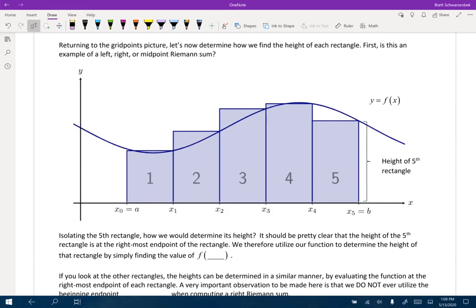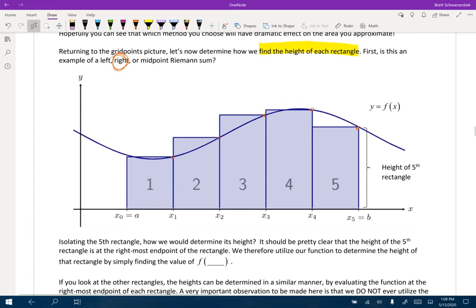Alright, so let's get to finding those heights for those rectangles. First things first, just to review: this is a Riemann sum, but which one is it? Left, right, or midpoint? Look at the diagram. Where are these rectangles intersecting the curve f of x? It appears to be here, here, here, here, and here, which means we're dealing with a right Riemann sum.